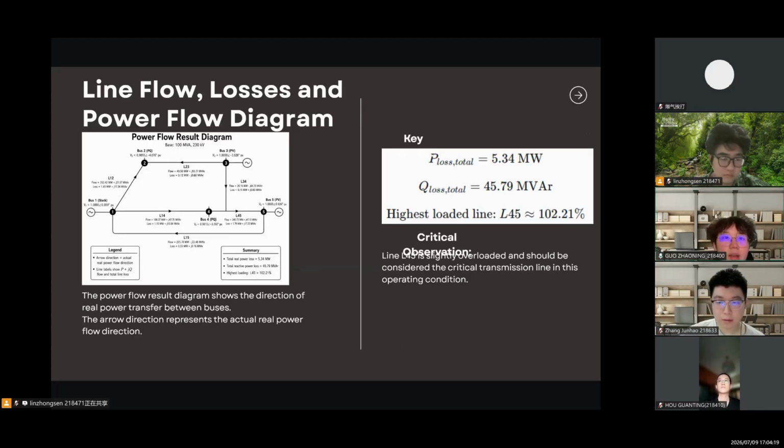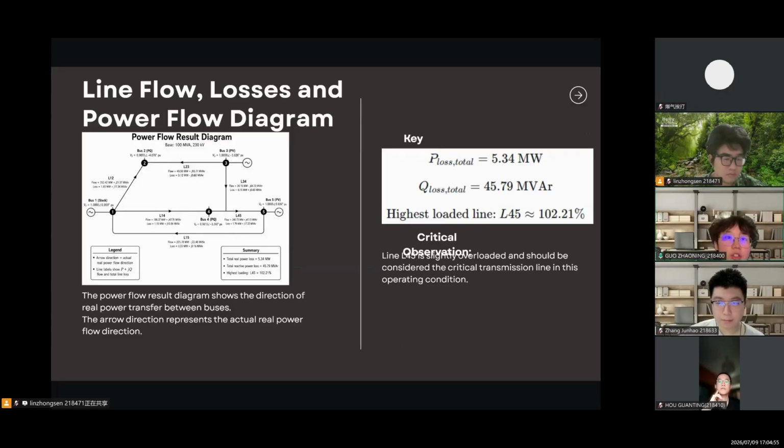So this slide is the main power flow results diagram. The arrows show the actual real power flow direction. For example, power flows from bus 1 to bus 2 through L12, from bus 1 to bus 4 through L14, and from bus 5 to bus 1 through L15. The line labels show the complex power flow and line losses. This allows us to see both the direction of power transfer and the loss on each line.